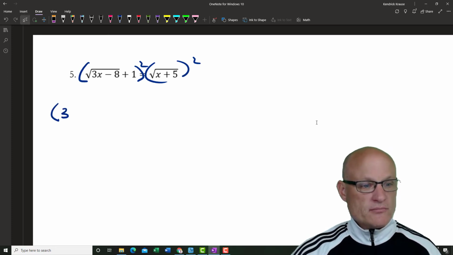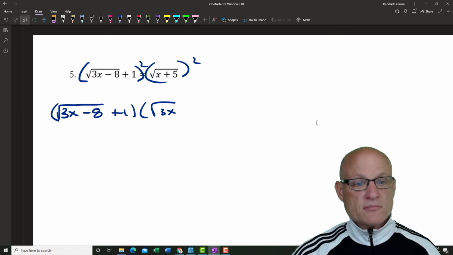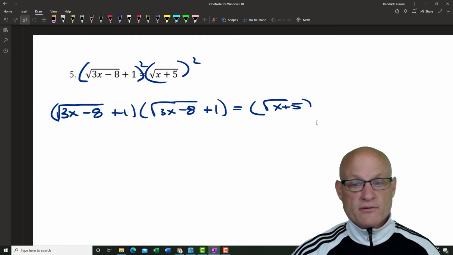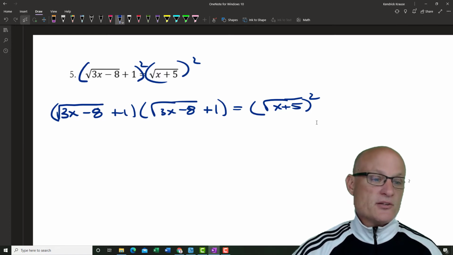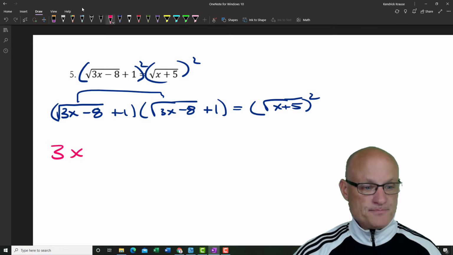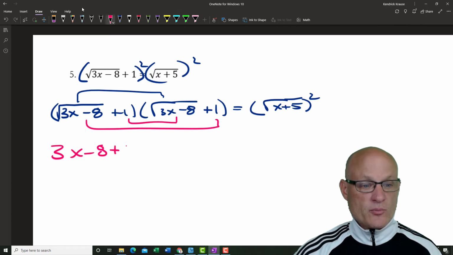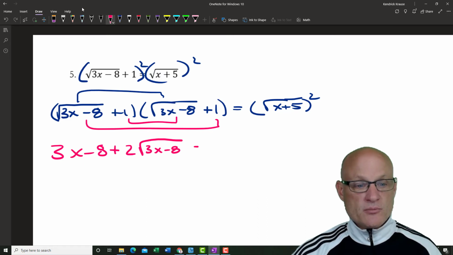So write this twice. Square root of 3x minus 8 plus 1, equals the square root of x plus 5, squared. All right, let's see what we got. Multiply these two together, I get 3x minus 8. One of these and one of these is 2 of these, so plus 2 square roots of 3x minus 8, plus 1 equals x plus 5.